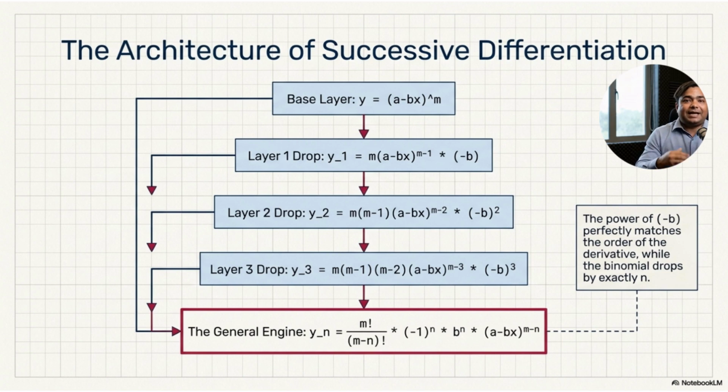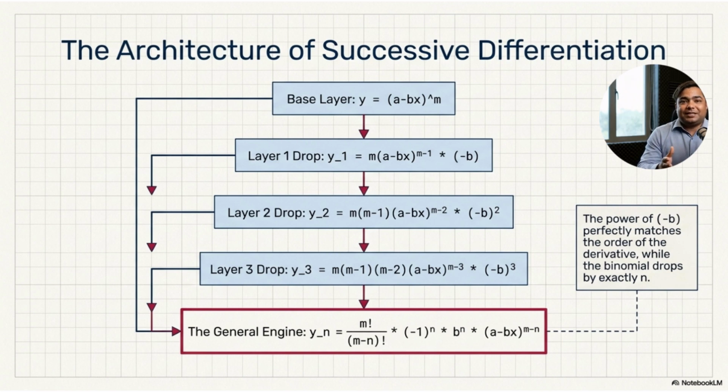At the bottom of the slide, the general formula is presented. We can explain it verbally like this. The nth derivative equals m factorial divided by m minus n factorial multiplied by negative 1 raised to the power n multiplied by b raised to the power n.